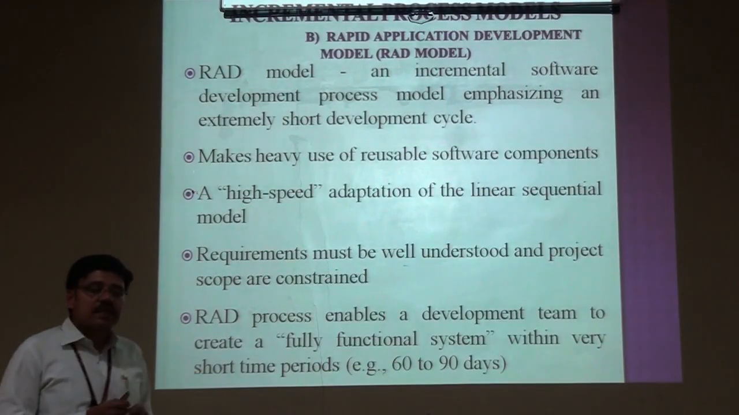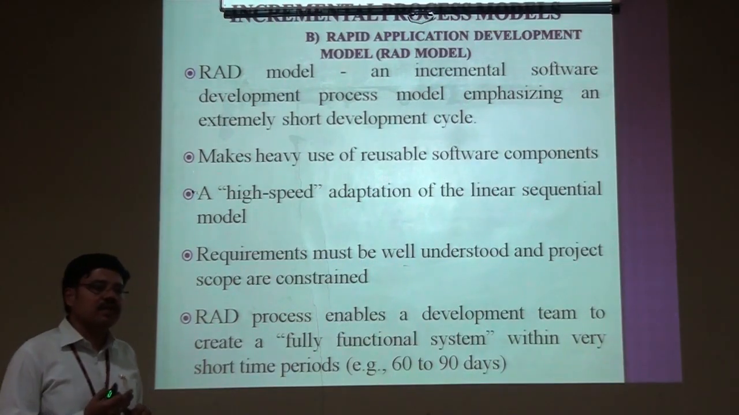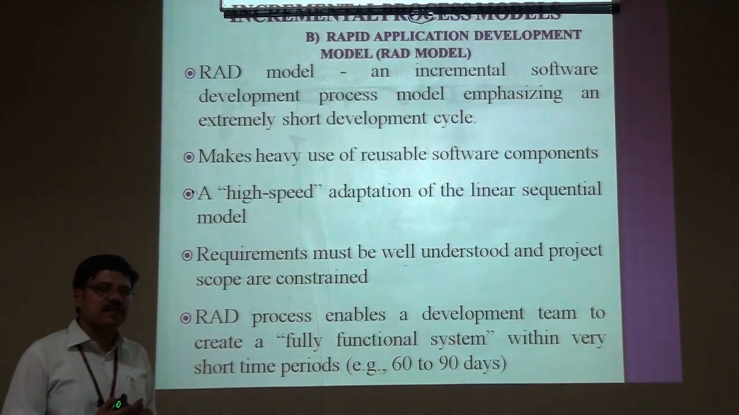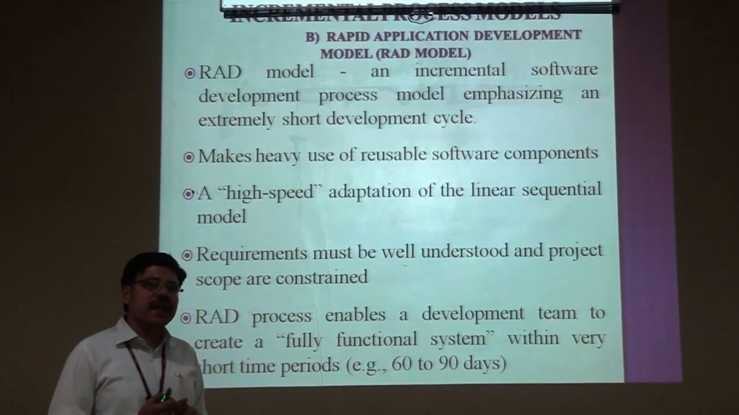So, next process model. Here we are following various increments, and the time taken to implement these increments will be very high. In order to overcome that, we are moving to the next incremental process model, what is called the rapid application development model, which is shortly called the RAD model.